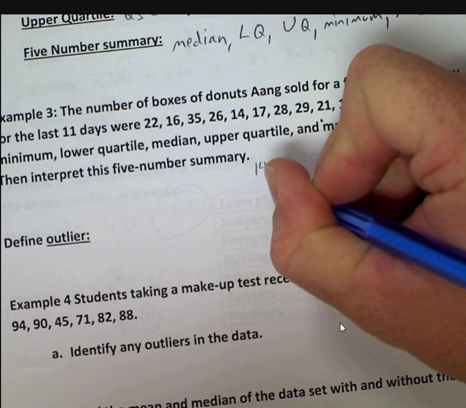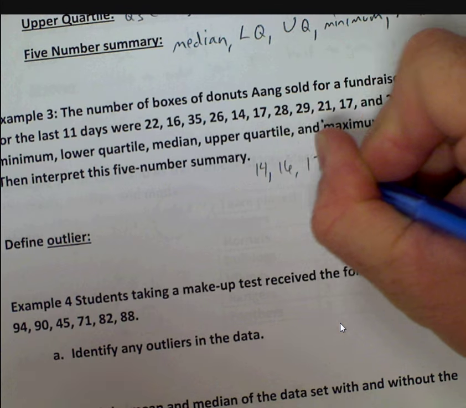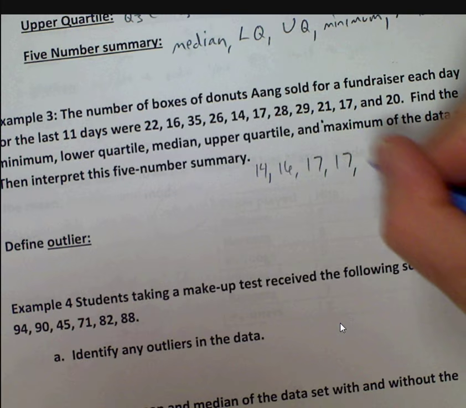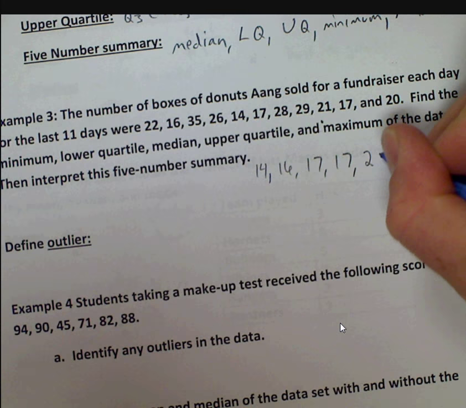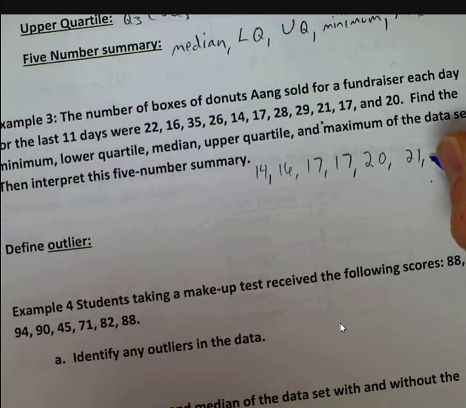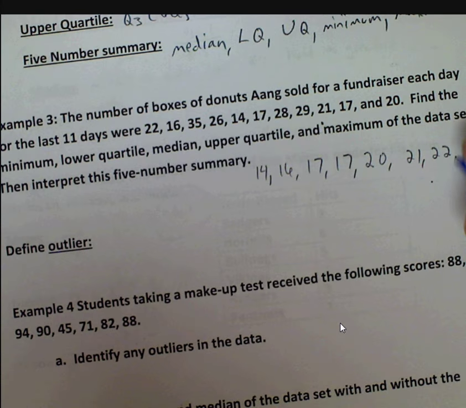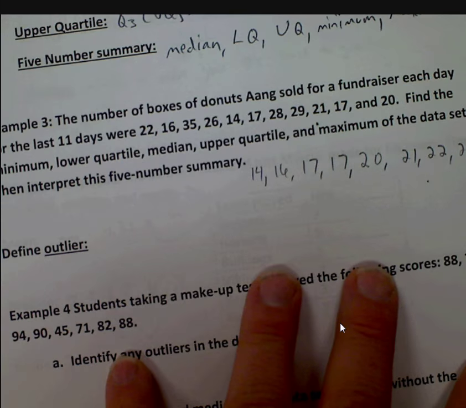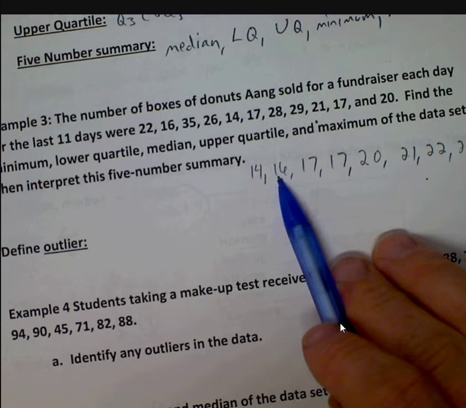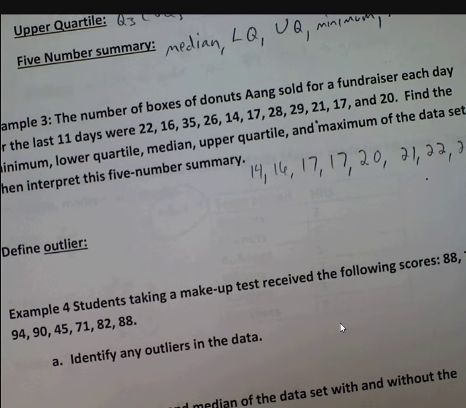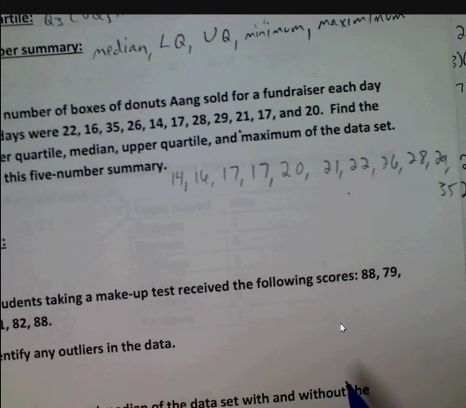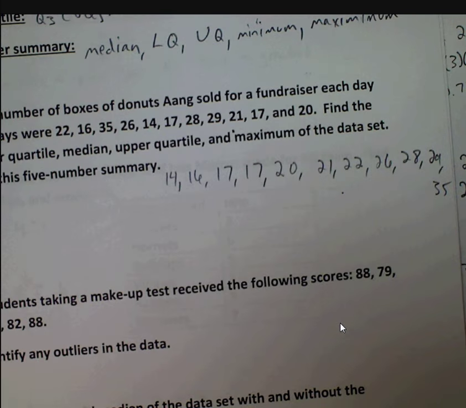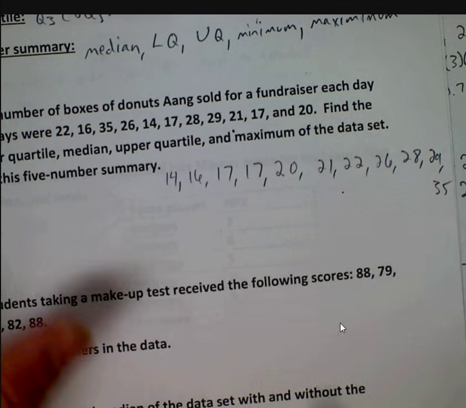14, 16, 17, 20, 21, 22, 26, 28, 29, and 35. 1, 2, 3, 4, 5, 6, 7, 8, 9, 10, 11. 11 numbers. So I got most of them, or all of them.